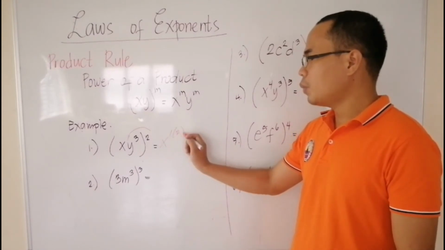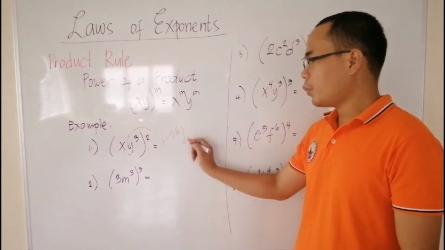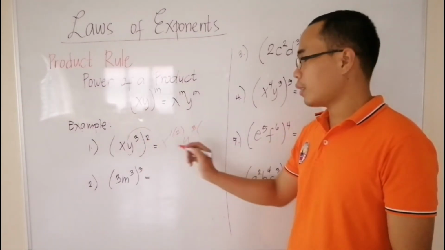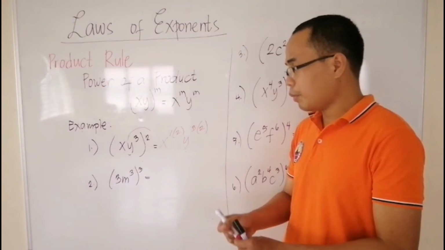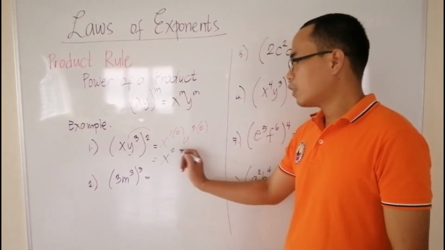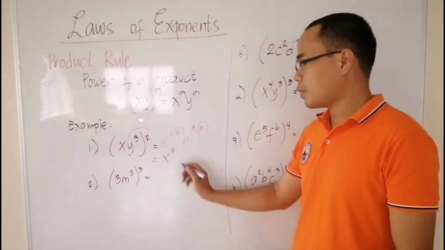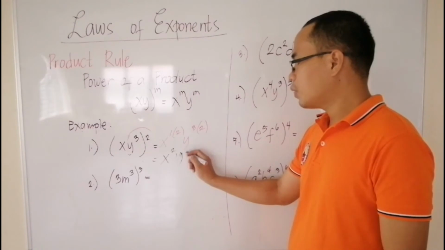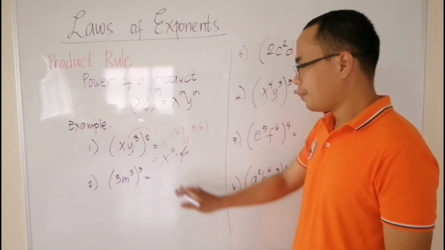1 times 2, then dun sa y naman, so we have y, then copy natin yung 3, multiply natin dito sa exponent na 2. So it becomes x squared. So 3 times 2 is equal to 6. Y is equal to 6. Okay.